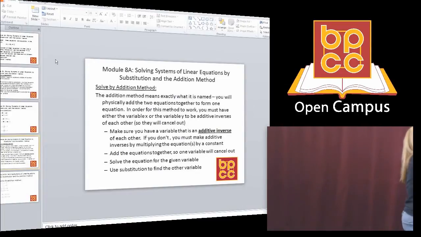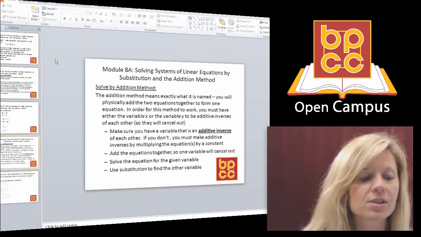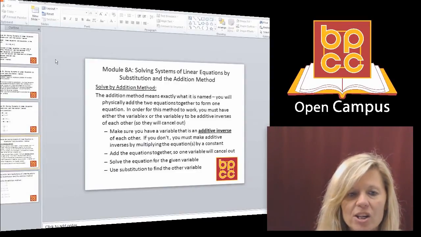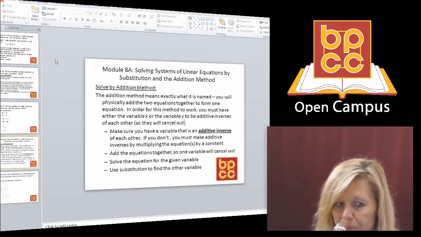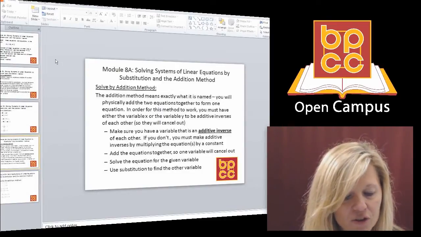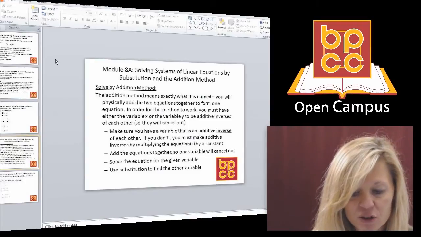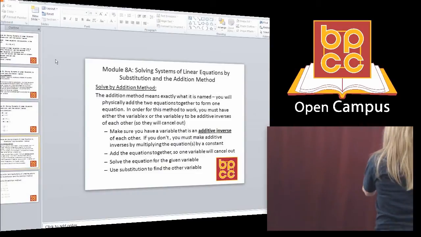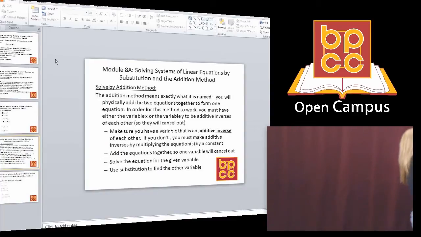And we already know the rules. You can only add together like terms. So we're going to add the x's with the x's, the y's with the y's, and the constants with the constants. But there's a trick to this, and it's real simple. When you do the addition method, not only do you want to add the equations together, you want to guarantee that one of the variables cancels. It disappears. Well, the only way for a variable to cancel is if it was its opposite. It's additive inverse.